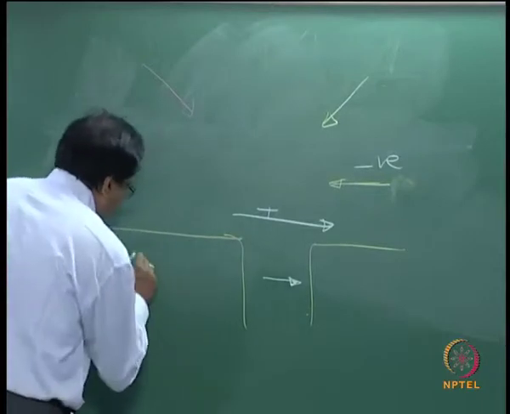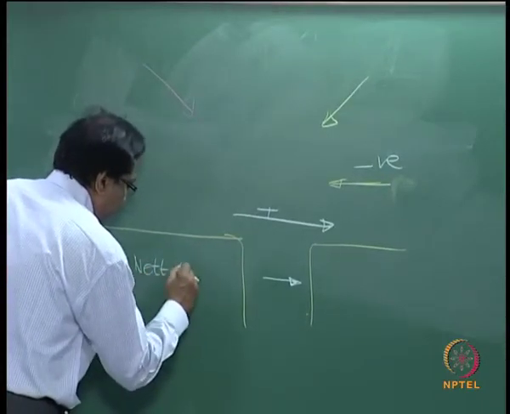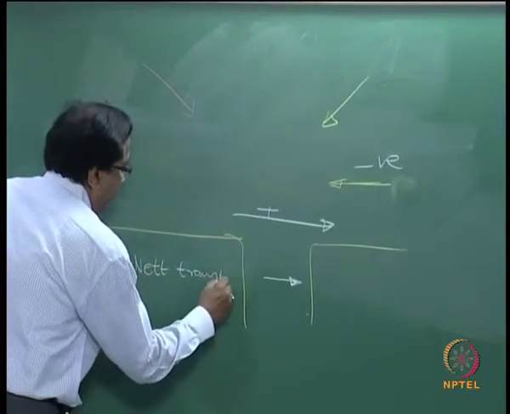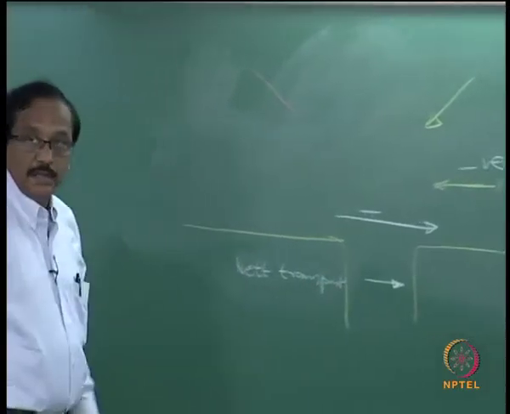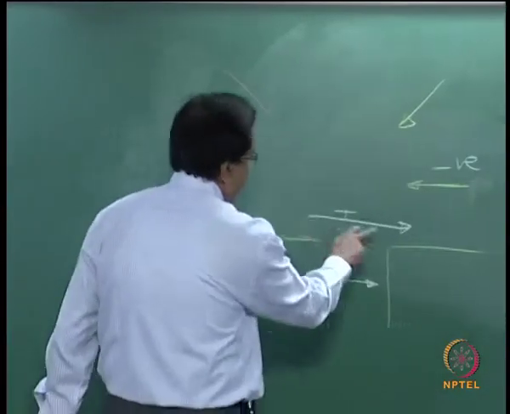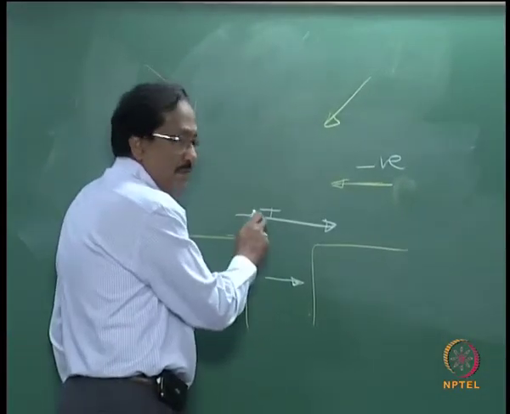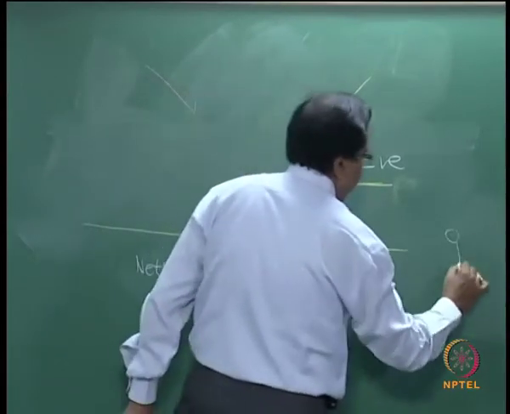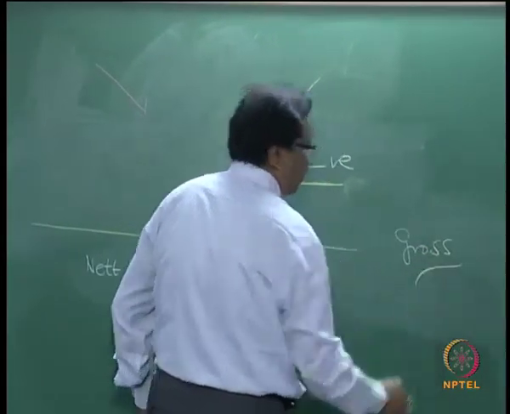So this is nothing but the net sediment transport. But if you simply add both, irrespective of the direction, simply add this and this, then that is called the gross sediment transport.